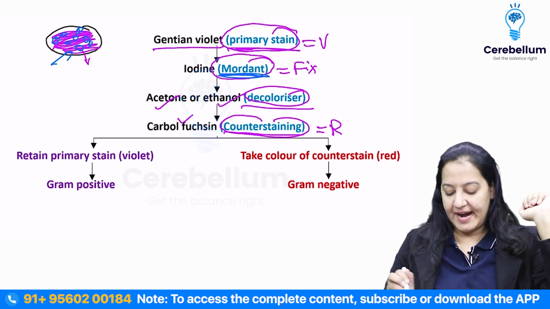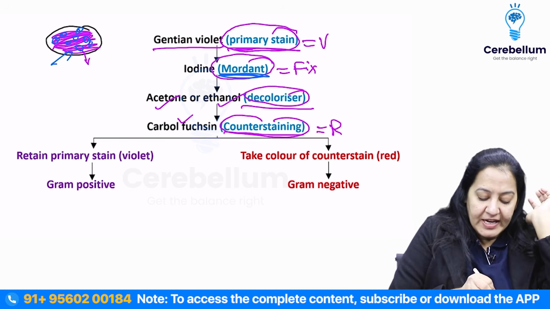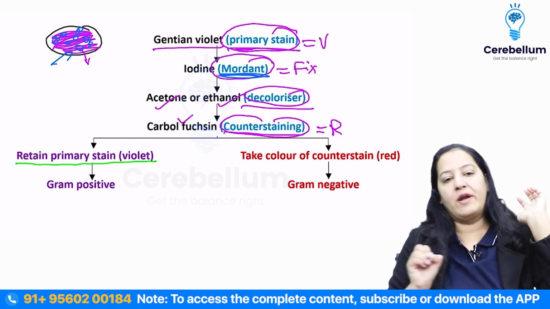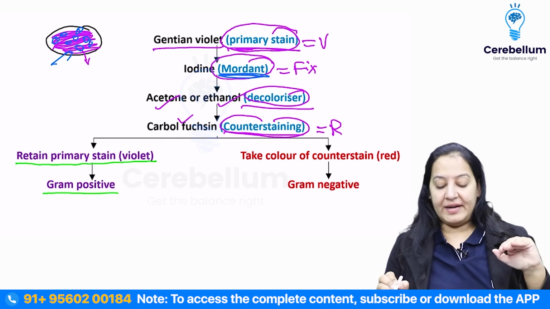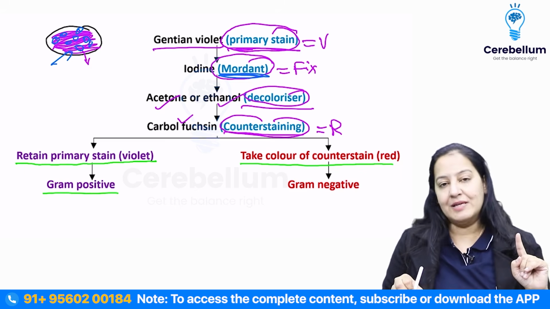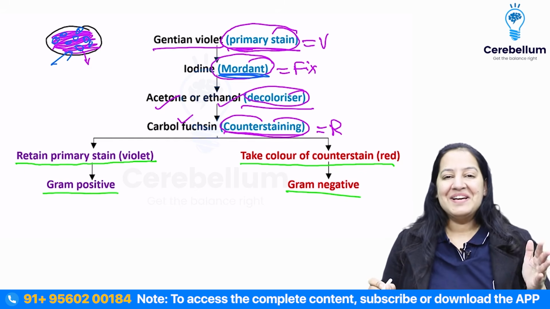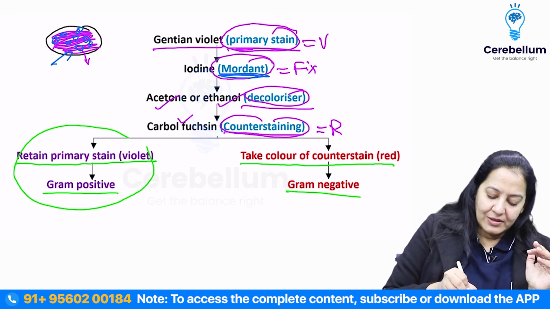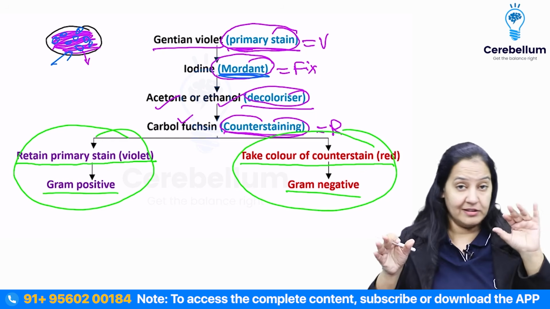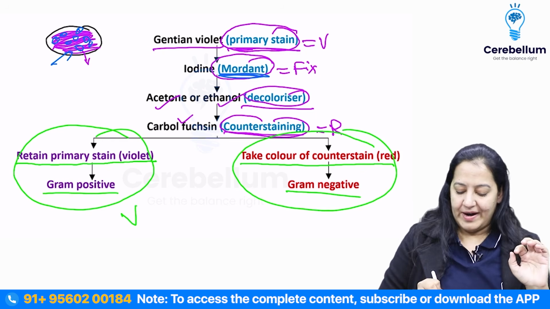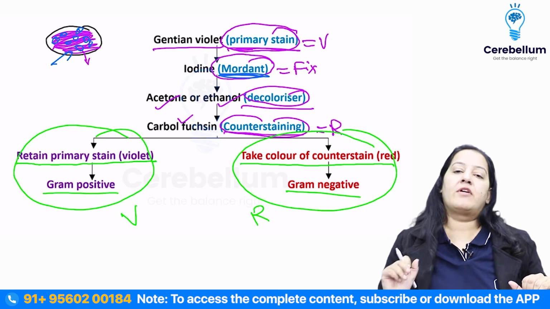Now, what will happen in the end? There are 2 possibilities. There are some bacteria which will retain the primary stain and remain violet in the end. These are known as gram-positive bacteria. And there are some bacteria which take the secondary stain, so they will be red in the end. These are known as gram-negative bacteria, right? Now, intentionally, I have written all this in violet and all this in red. You can see the color, the violet and the red. In the end, the violet ones are gram-positive, the red ones are gram-negative.